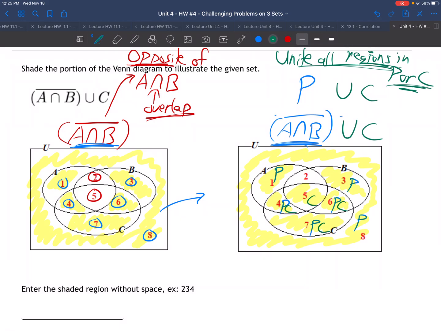So the answer to this question is going to be 1, skip 2, 3, 4, 5, 6, 7, 8. It's everything but 2, isn't it? The only region not part of the answer is region 2, because we united at the very end all regions with a P or a C. That was everything but 2. So here's our answer. Those are the regions.